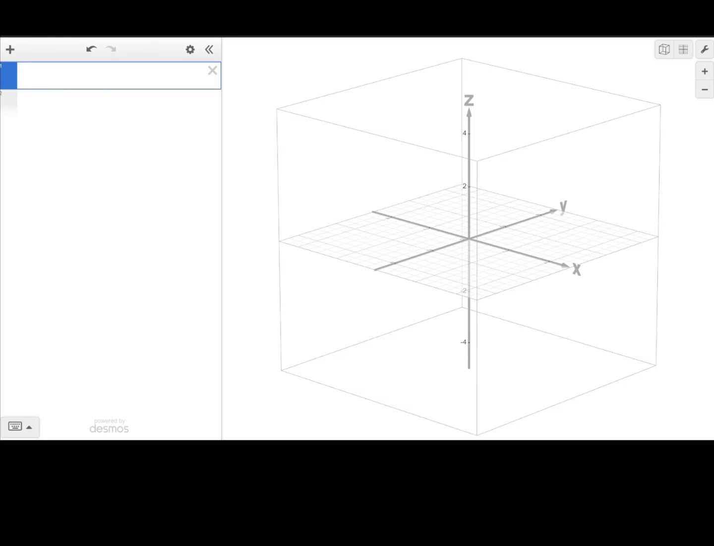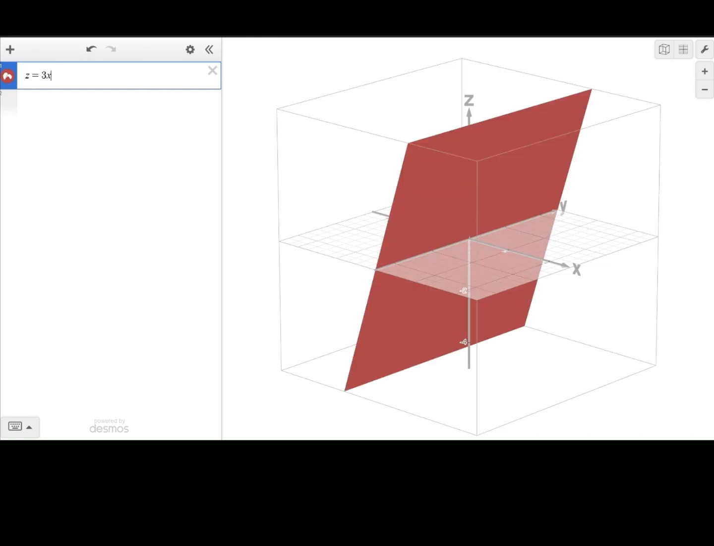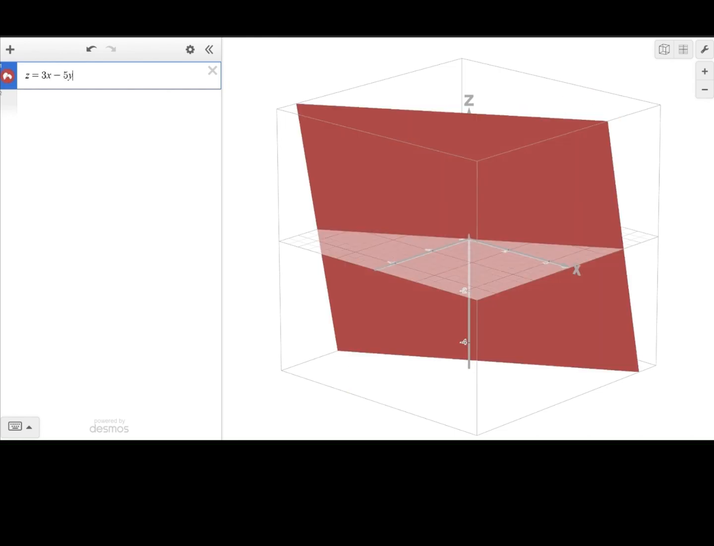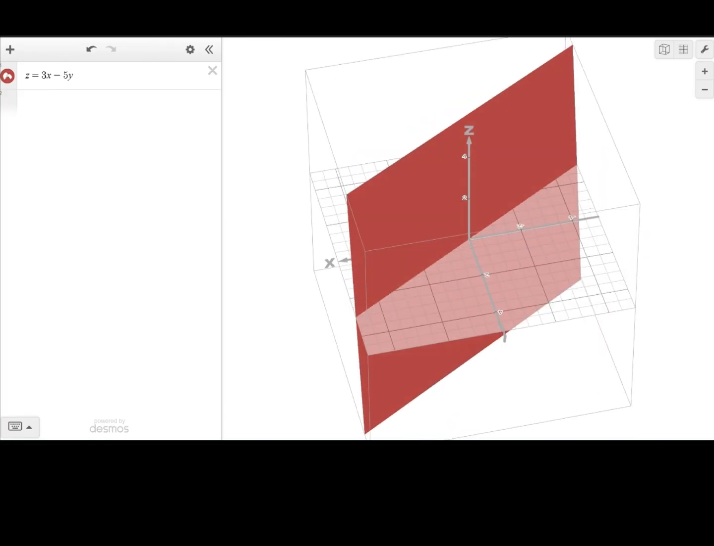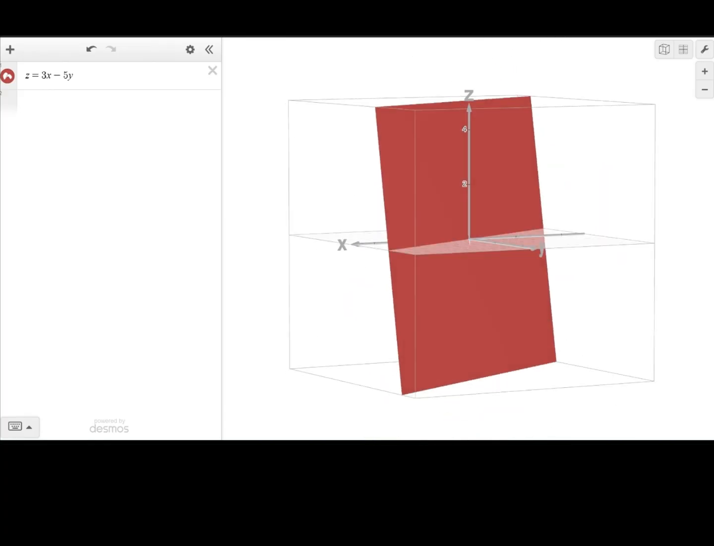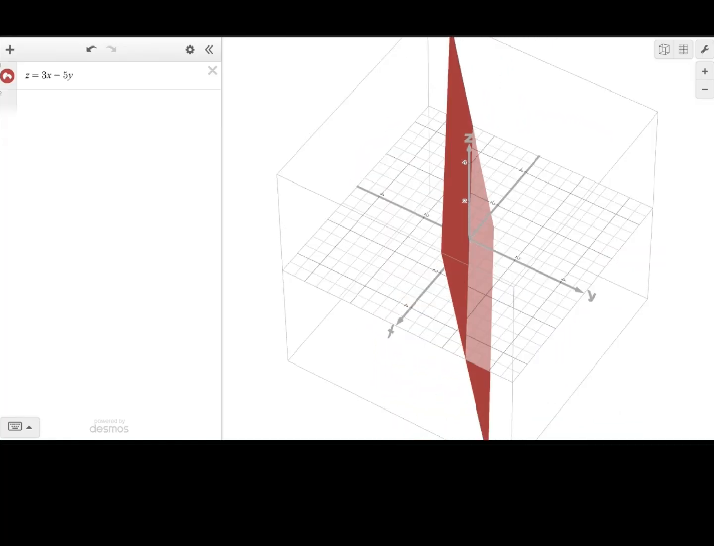Okay, because really to be able to fully understand this topic, you are going to have to look at some surfaces and just get used to what they might look like. So let's go with z is equal to 3x subtract 5y, okay, which gives us our plane. So you can sort of rotate it around and you can see you've got this sort of rectangular sheet-like figure, okay, which is our plane.